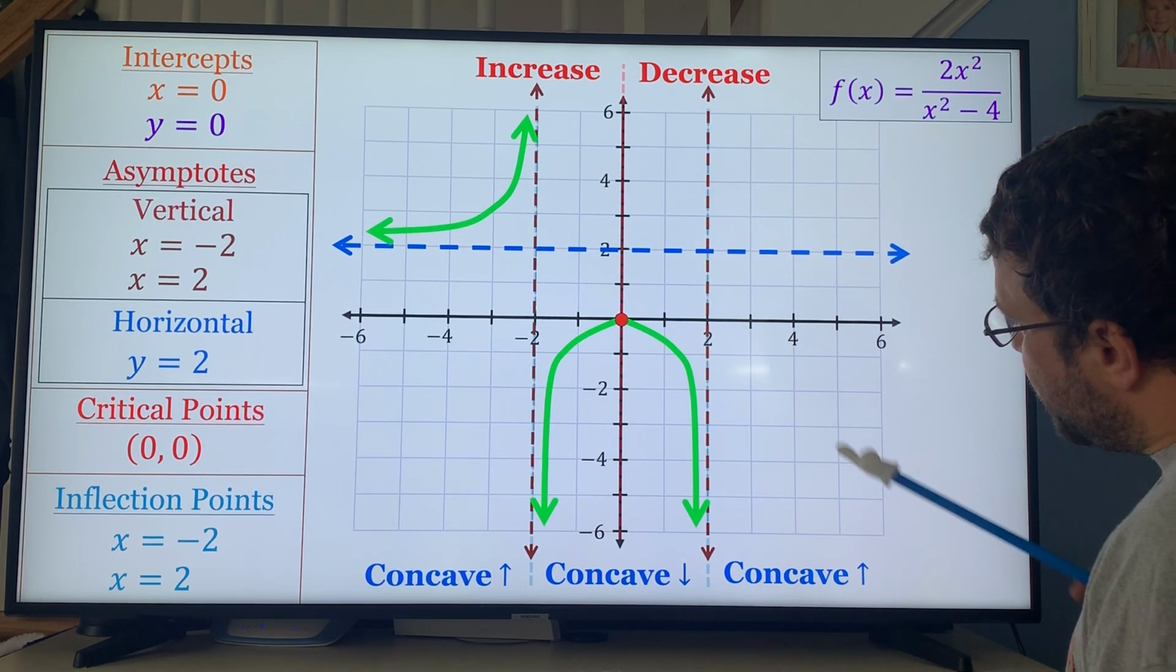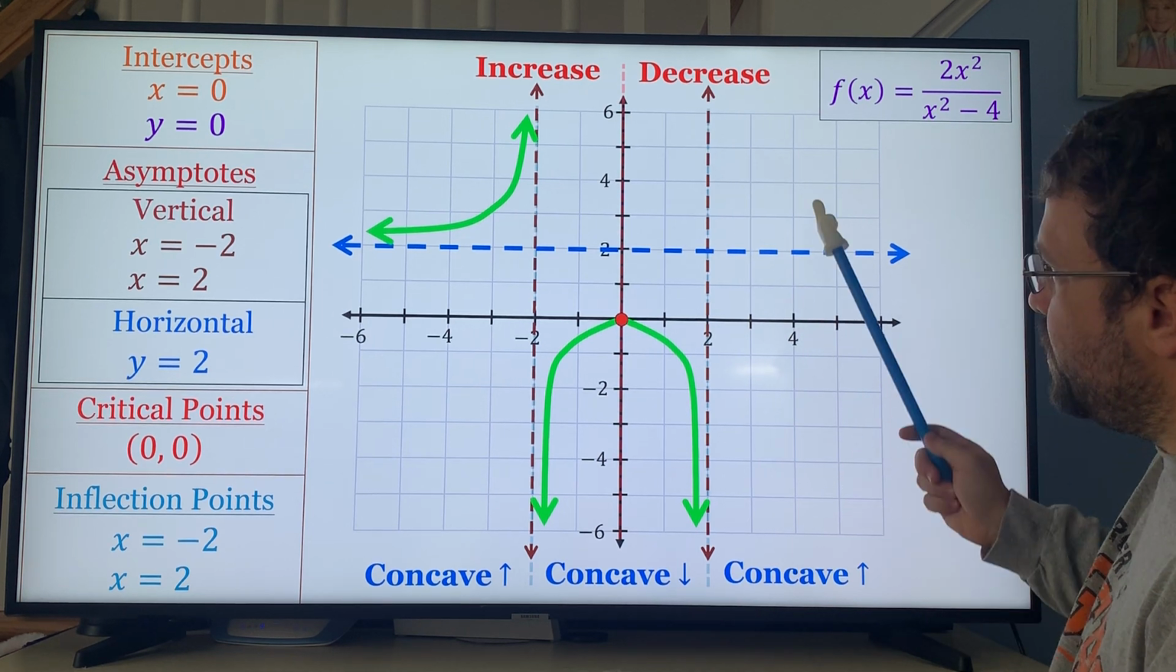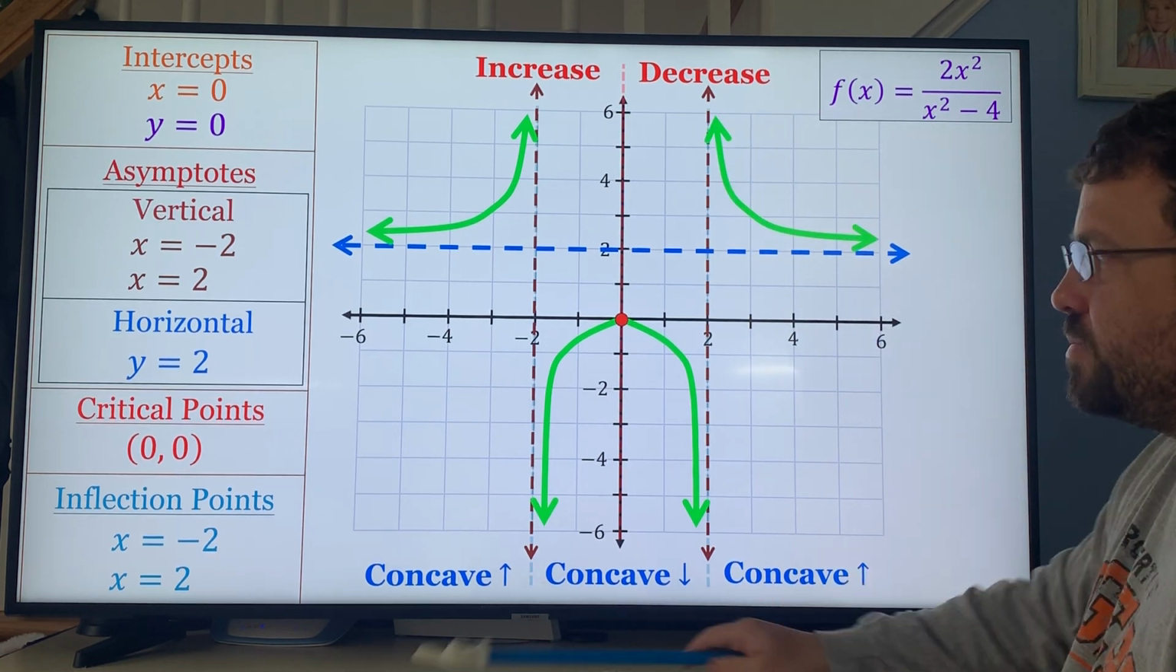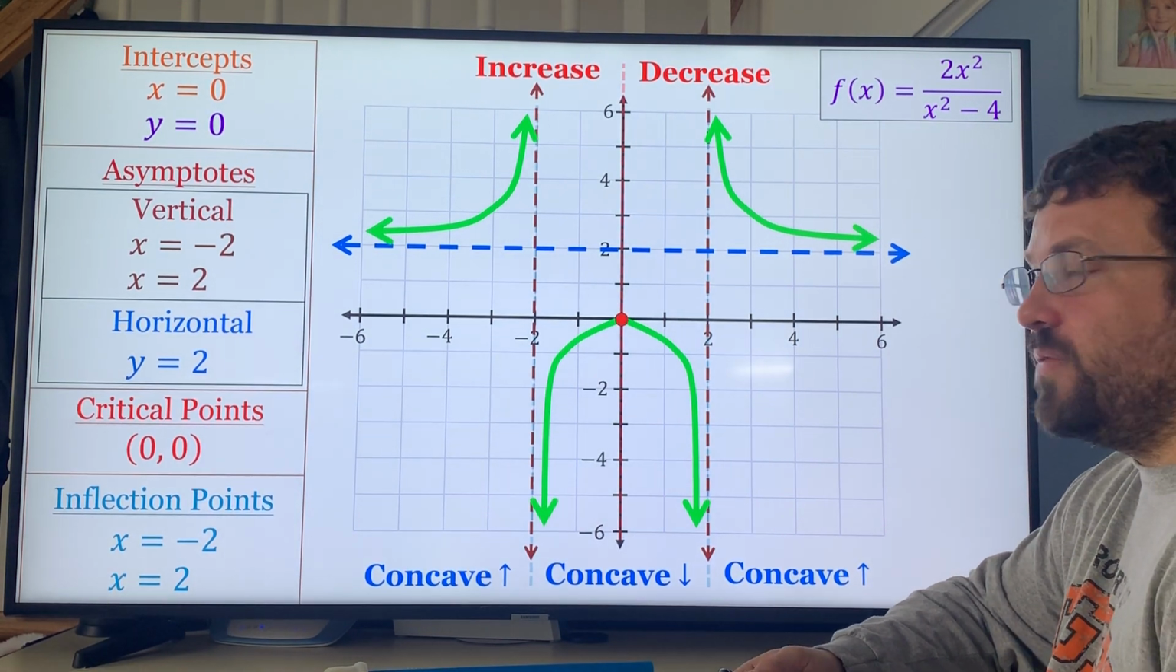So if I decreased here, that means I would have to keep on increasing, and I can't cross through here. So where should it be? Up here. And that's your graph. Hopefully you guys got that right and are doing very well at this stuff.